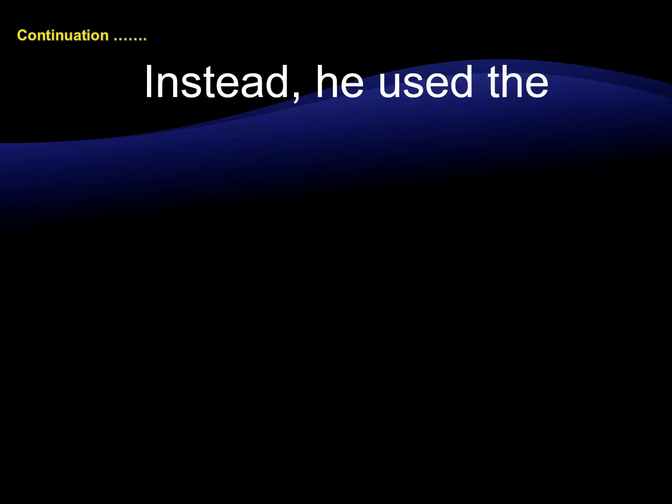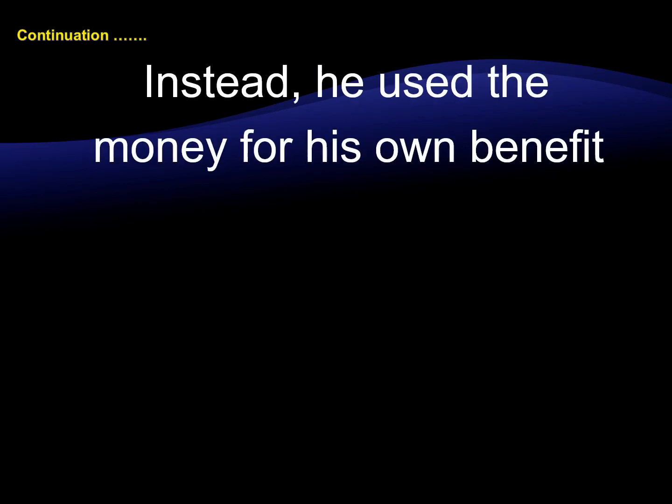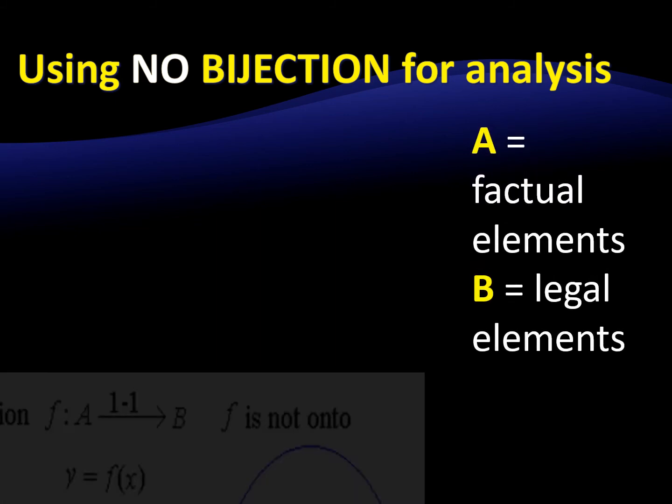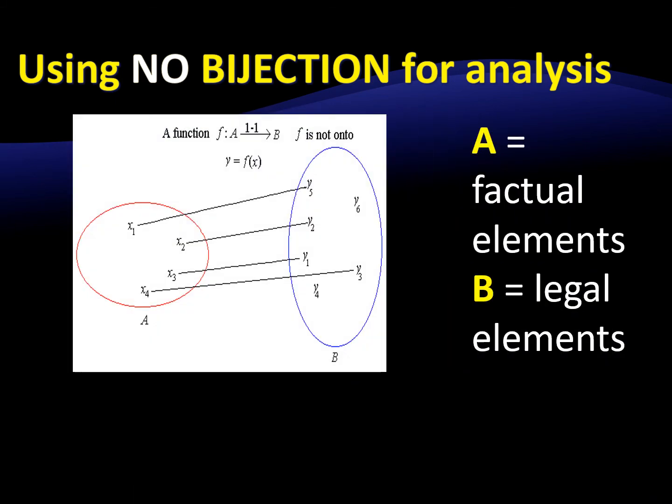So instead, he used the money for his own benefit, and therefore, supposing there is no bijection, what do you understand when you say there's no bijection? Here, by looking at the drawing, you would notice that you have the legal elements, and one of the legal elements doesn't have a factual equivalent. So look at this. So therefore, the law does not apply.